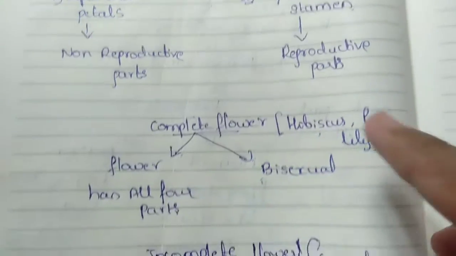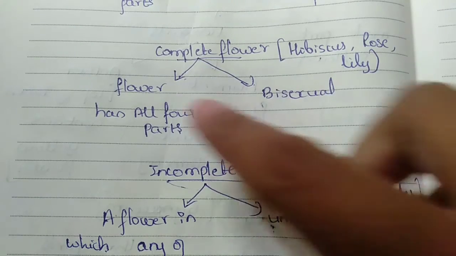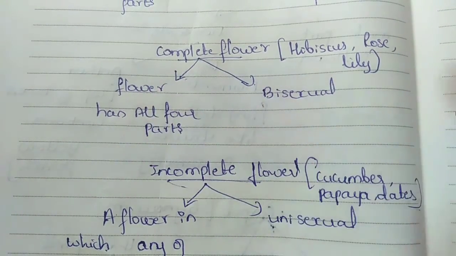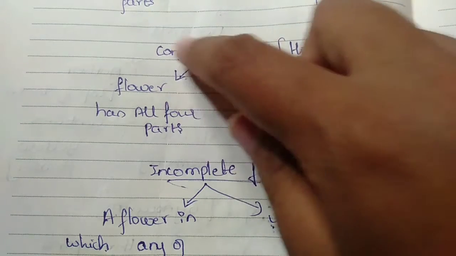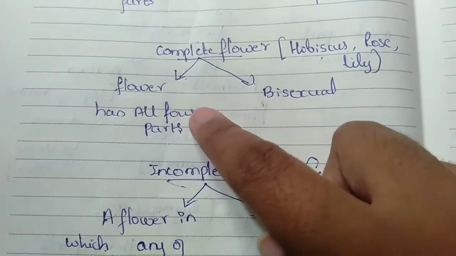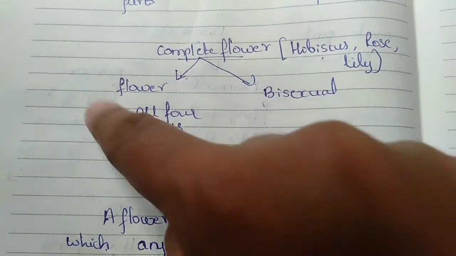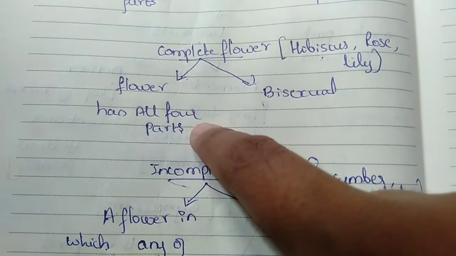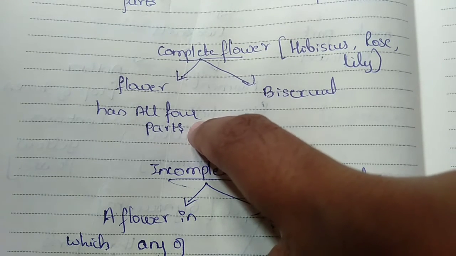Now I am coming to the complete flower. A flower is complete when it has all four parts. So what are those four parts? Stamen, carpel, petals, and the sepal. When all four parts are there, we consider it a flower, and we call it bisexual. When the flower has all four parts, it has the male part, the stamen, and the female part, the carpel.